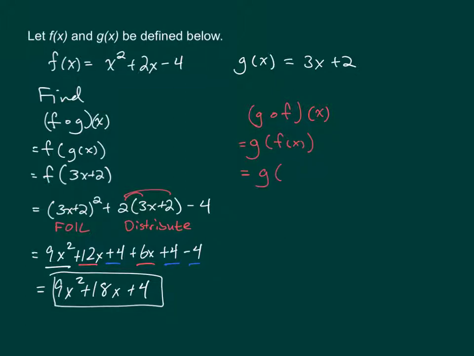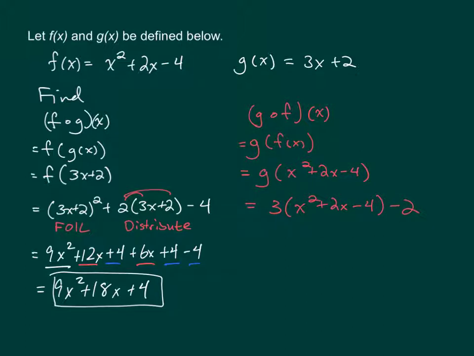So g of x squared plus 2x minus 4. From here, we now have g of some giant looking function. Normally there's just an x there. So x got replaced with all of this. That means up here in the function, this x will also get replaced with all of this. So this function equals 3 times x squared plus 2x minus 4 minus 2.